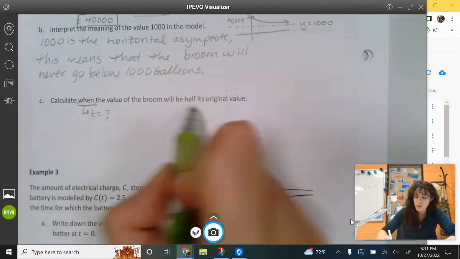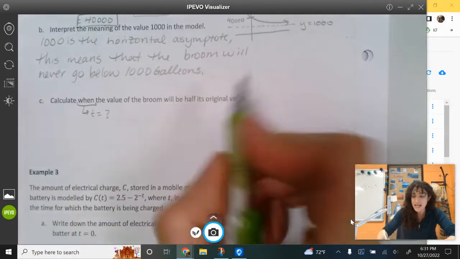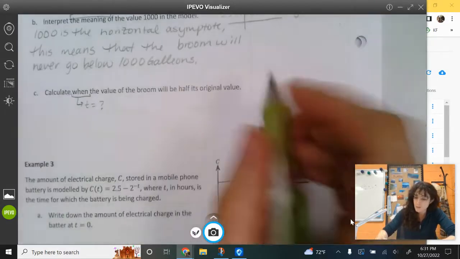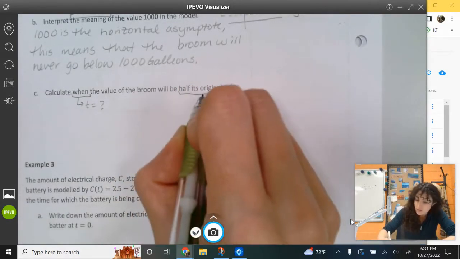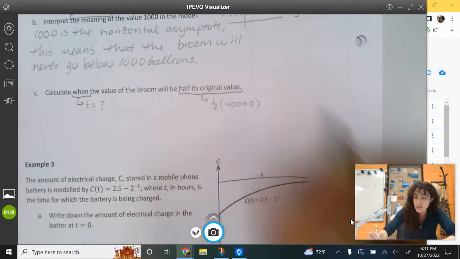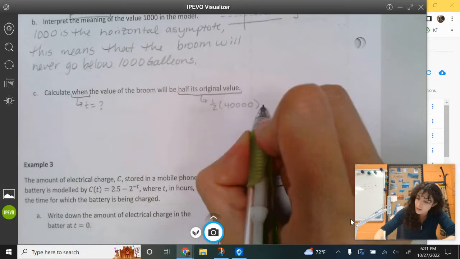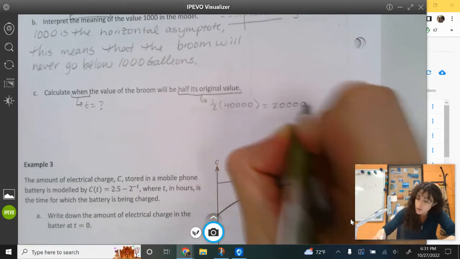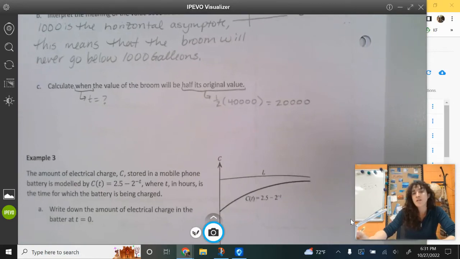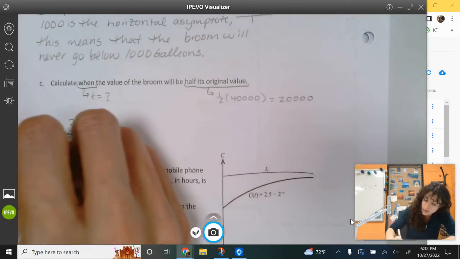When the value of the broom, value, that's my V, is half its original value. We found the original value up above. So half its original value. This is a classic exponential model question. It should just take half of the original value, and half of the original value is 20,000. So I need to find out when it's going to be worth 20,000. So I just set it equal to that.